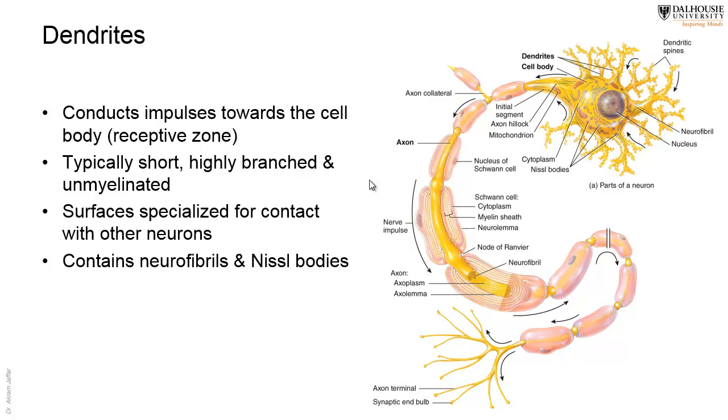They receive the impulse, and they have specialized surfaces of contact, as you can see here, called dendritic spines, special areas for contact. They communicate or contact with other neurons. You will see that in a moment, how these junctions are formed. And they contain, as I mentioned, Nissl bodies as well. So Nissl bodies are not only confined to the body of the cell, but also they extend into the dendrites.